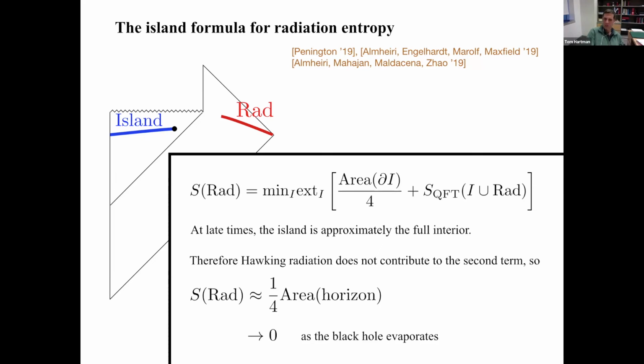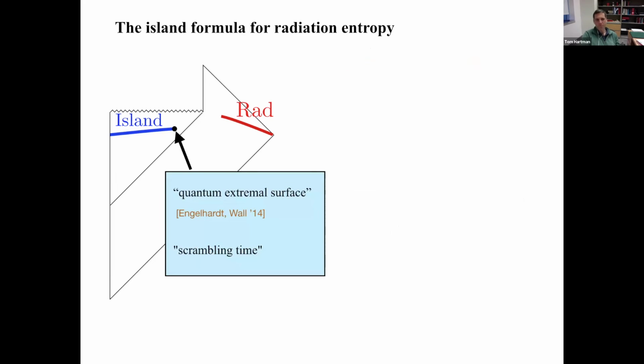The island formula tells you that the entropy of the radiation is just a quarter of the horizon area, and this goes to 0 as the black hole evaporates. That's what we need for unitarity. So if the island formula is correct, then the entropy is behaving the way it should for a unitary quantum system. This edge of the island is called a quantum extremal surface, and another relevant concept here is the scrambling time, which is how long it takes something to fall into the island before you can see it in the island.